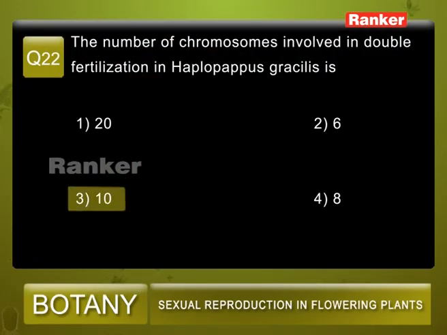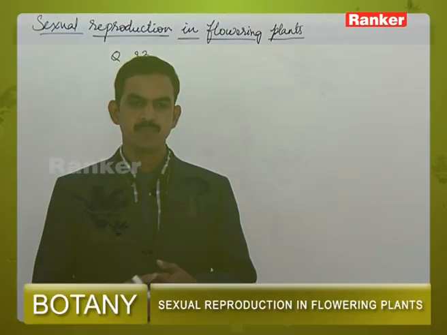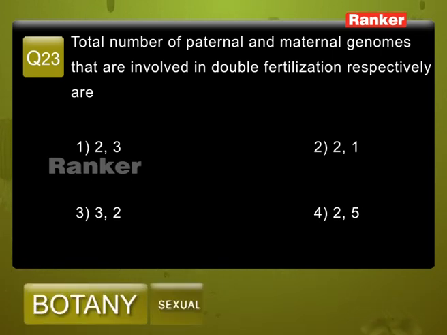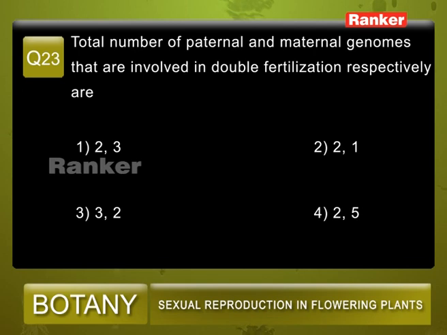So question number 22, the correct answer is 3. Question number 23: the total number of paternal and maternal genomes that are involved in double fertilization, respectively, are: first option 2 and 3, second option 2 and 1, third option 3 and 2, fourth option 2 and 5.